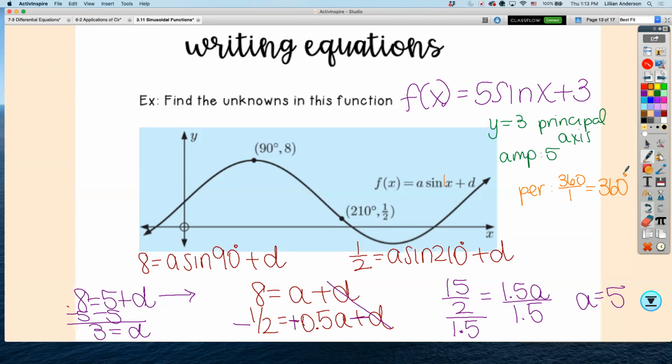So even though it didn't ask for what I wrote in the green or the orange, you should be able to pull out that information based on what we learned today, which is how to write equations of sinusoidal functions, as well as graph them.